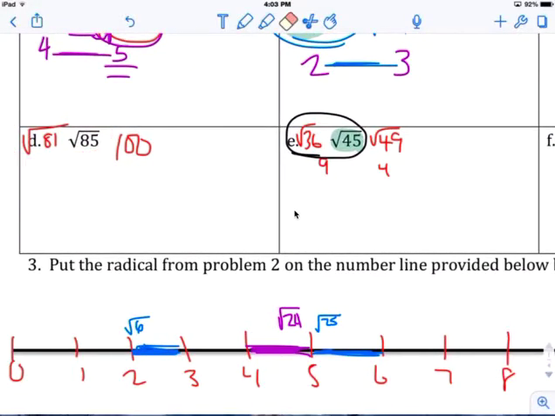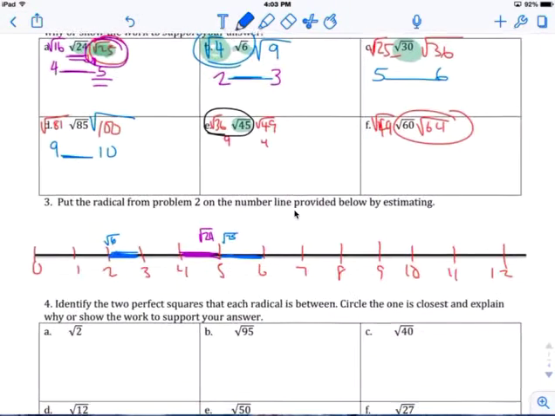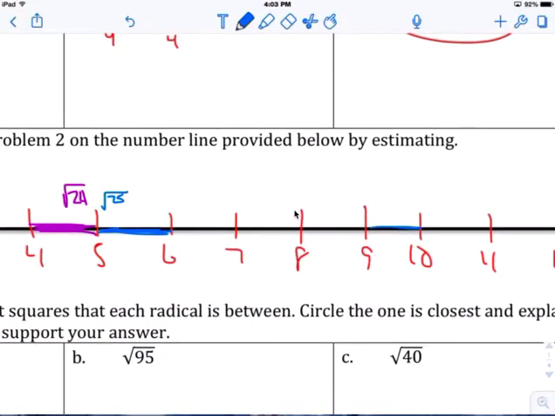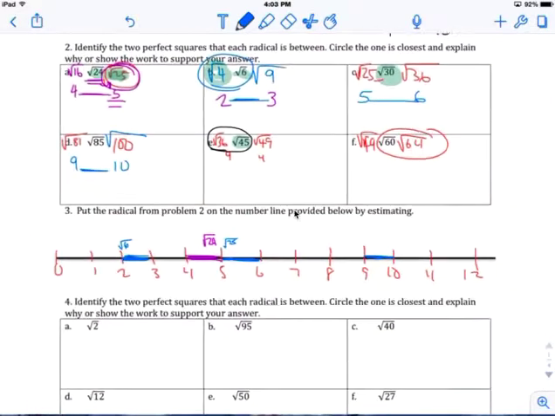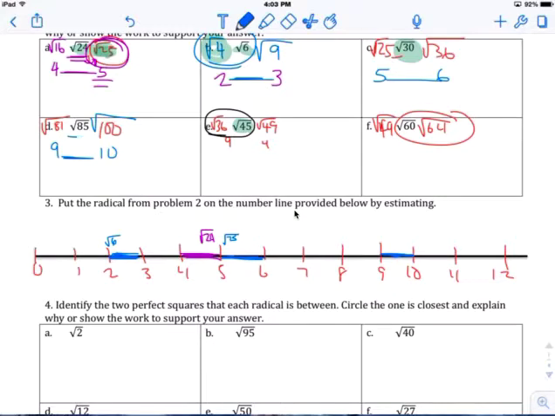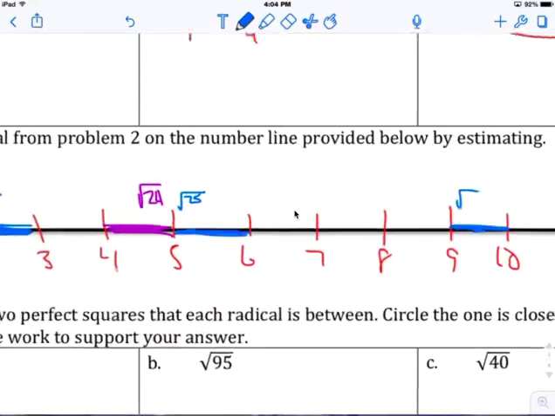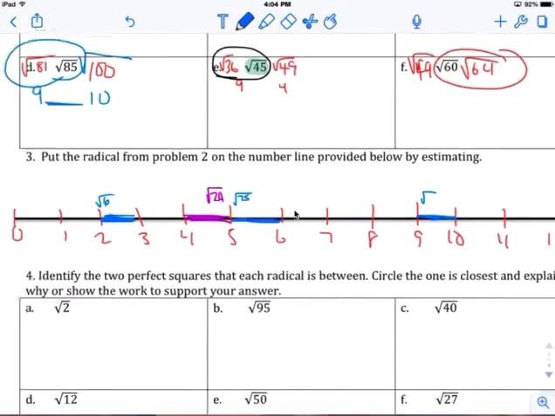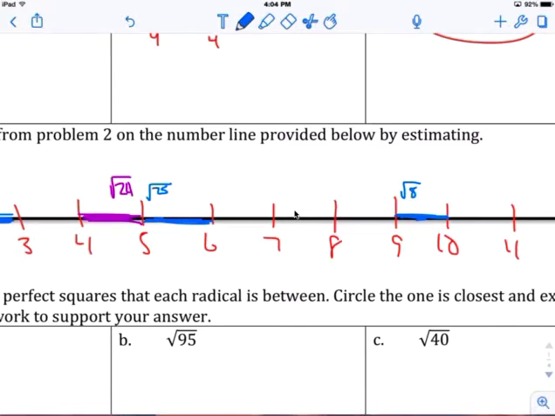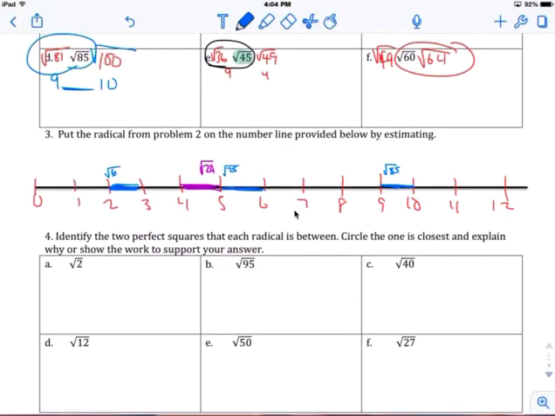81 and 100, square root of 100 is 10. Square root of 81 is 9. So you need to go down here and look between 9 and 10. 9 and 10. And we say it's closer to 9. So 9 is right there. It's closer to here. 85 right there. Okay, closer to 9.